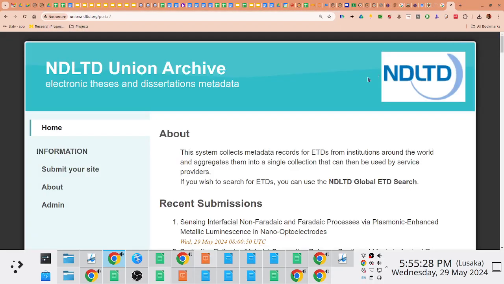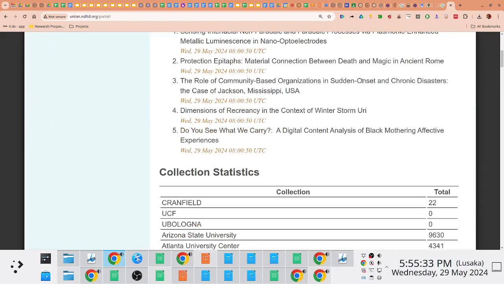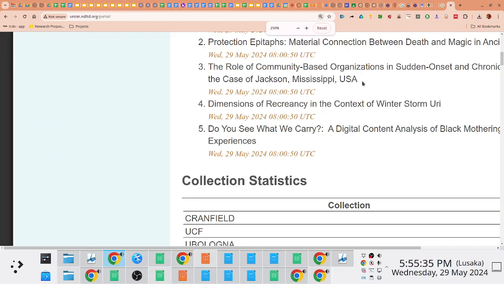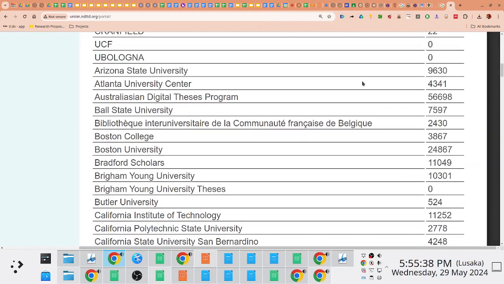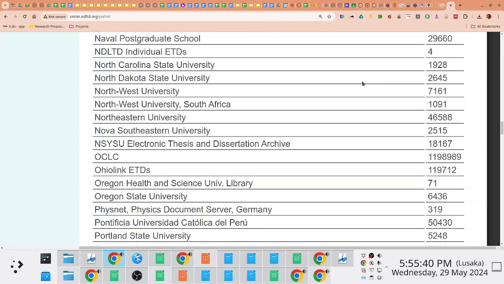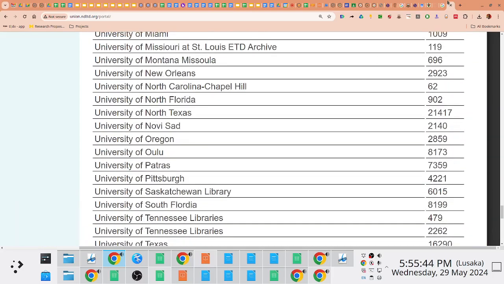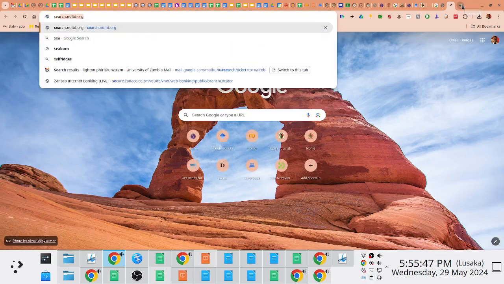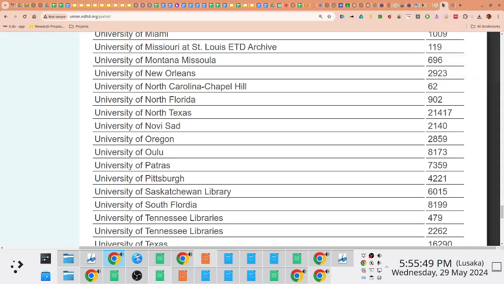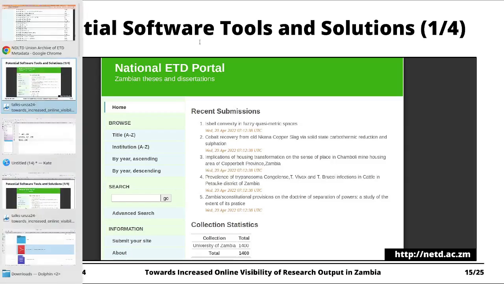maintains what they call a union catalog. And the idea behind this union catalog is it keeps a record of dissertations that are produced from universities across the world, right? Unfortunately, if you look at this list, what you'll notice is that there's no university, at least last time I checked, there's no university that appears from Zambia, right? In fact, there are very few from the African continent as well. Setting up the NETD portal will make it possible for us to be able to syndicate content to such platforms.